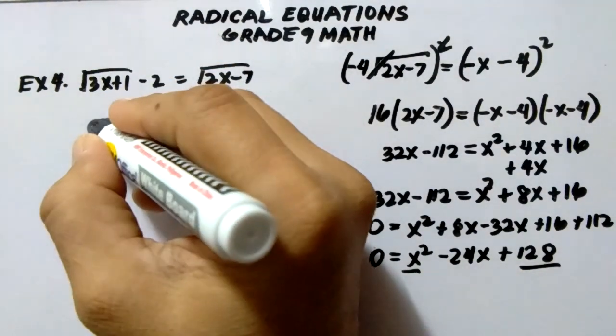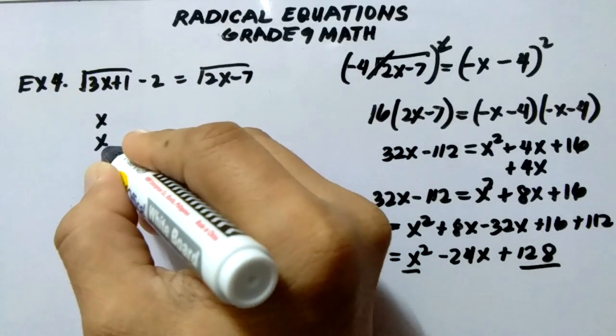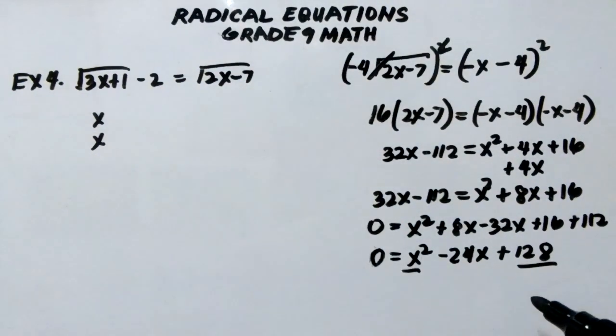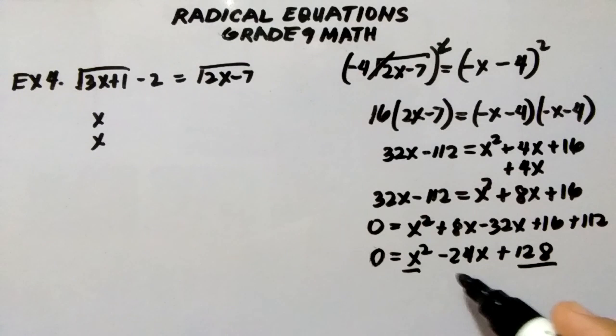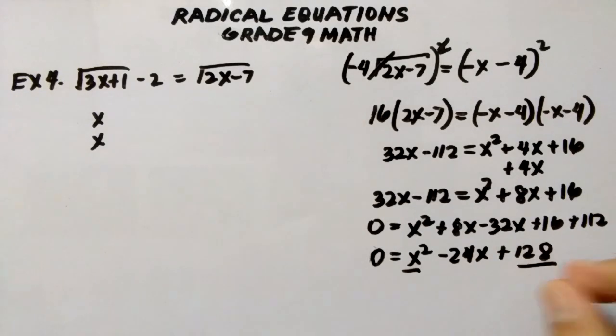So i-factors po natin yan dito using trial and error method. So we have x times x. Okay, so that is x squared. Then, ang factors po ng 128. So, kailangan lalabas po itong negative 24. So, i-divide po natin itong 128. Pwede po yung i-divide sa 4. Okay, so gagamit na lang po ako ng calculator.